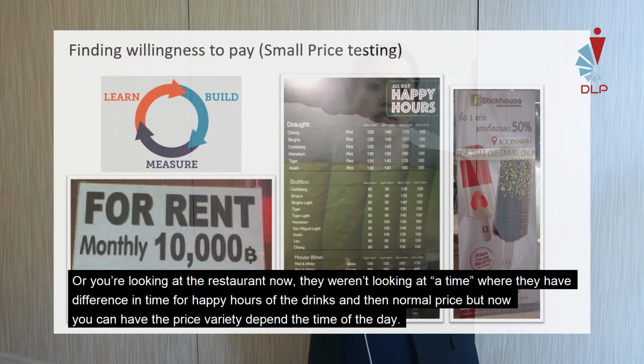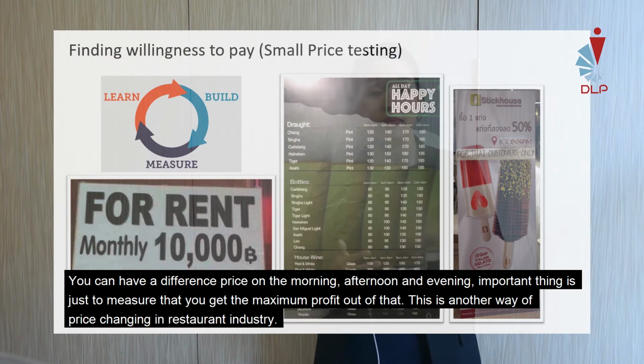Now look at the restaurant. They not only have different prices between happy hour drinks and the normal price, but you can also vary the price depending on the time of day. You can have different prices in the morning, afternoon, and evening, just to make sure that you get the maximum profit out of that. That is another way of price testing for the restaurant industry.